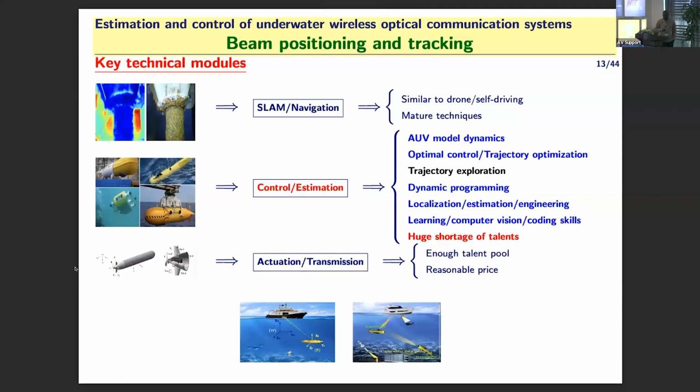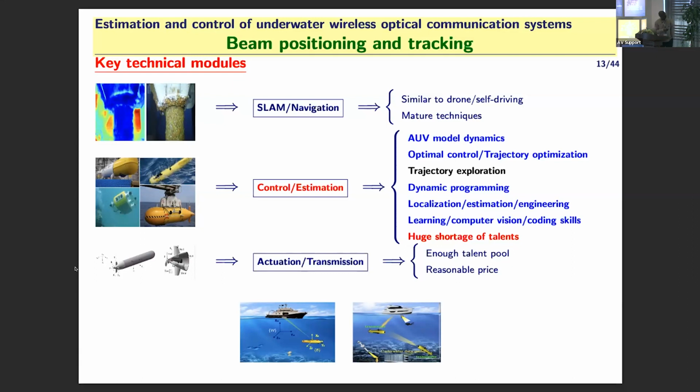There are some key technical modules that we may know from a control or robotics point of view. In the upper one, we have simultaneous localization and mapping and navigation. This is similar to the drone and self-driving car, and we have mature techniques to deal with this problem. There are still some concerns, but I guess we already have enough to deal with these SLAM navigations. In the lower layer, we have the actuation and transmission. For these, we also have enough of a talent pool, and we can buy actuation at a reasonable price.